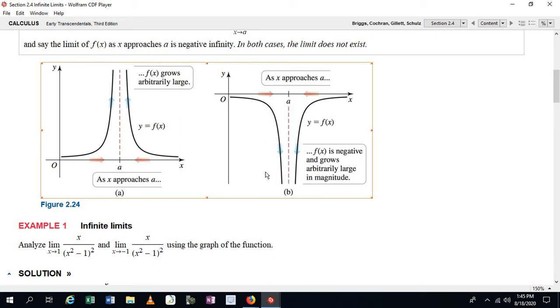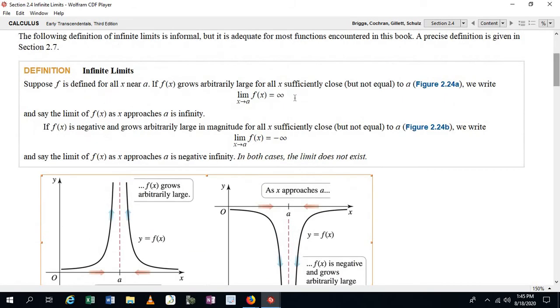Okay, so in a case like this, the way we would notate this is the limit of f of x as x approaches a from both sides of a, because this is a two-sided limit, is equal to infinity. And that's called an infinite limit.